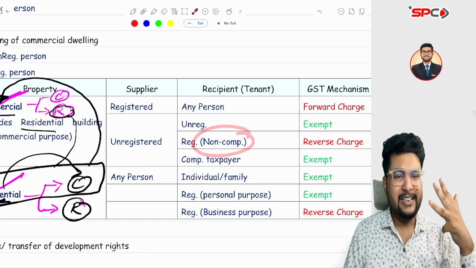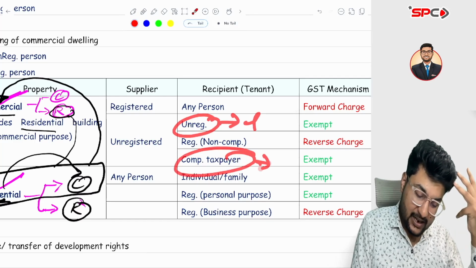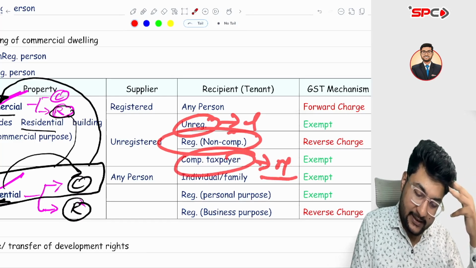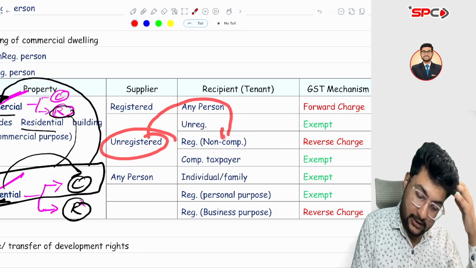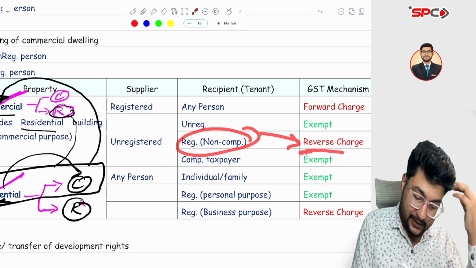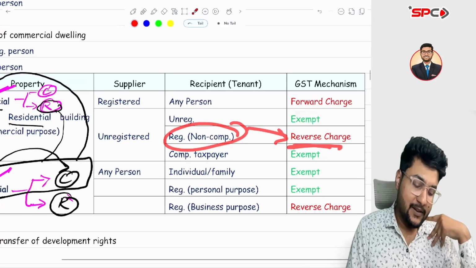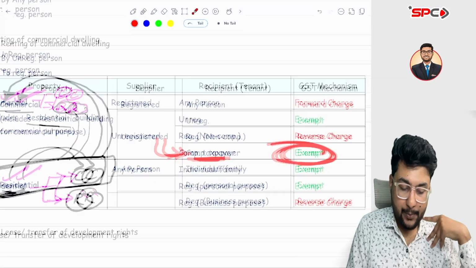Non-composition, look, there are three classes in it. Unregistered is a low class, composition is a medium class, and registered non-composition is a high class. So when any unregistered person gives services to the high class person, only that high class person will pay the tax under reverse charge. Otherwise, even a mid class player is exempt. I hope it is clear.